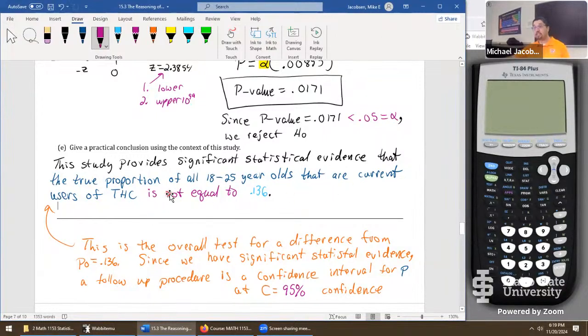And now we would say two things. The proportion of THC users has gone up. It is now within this range. And when we give that range, the lower and upper value of the confidence interval would both be bigger than 0.136.